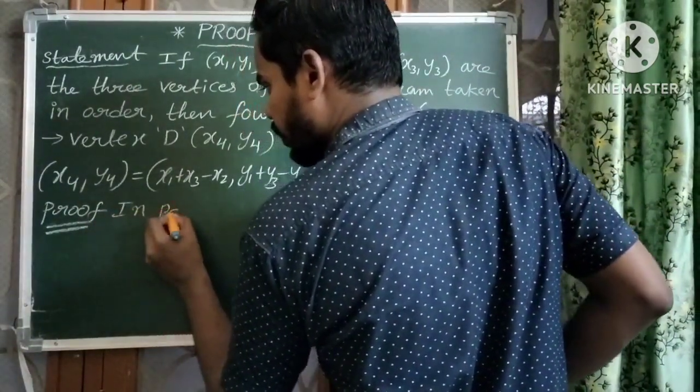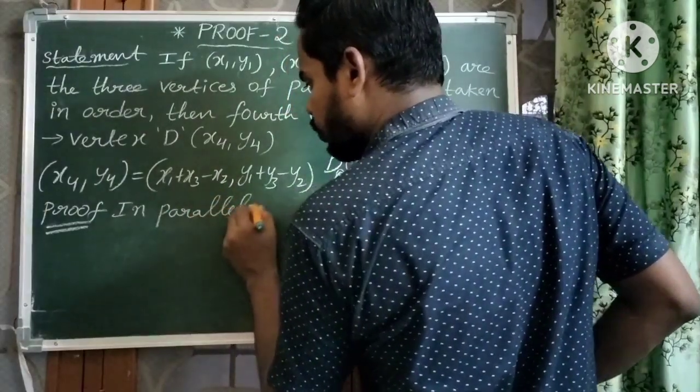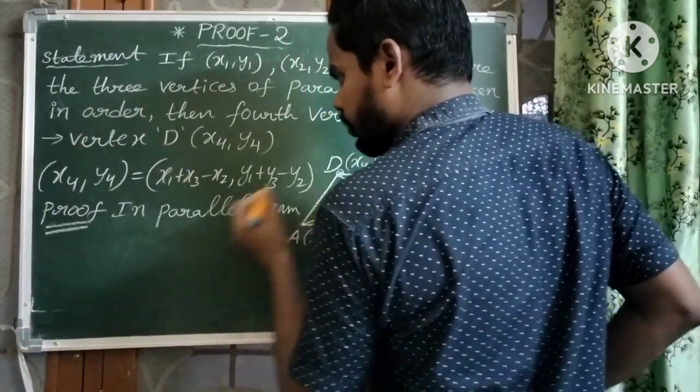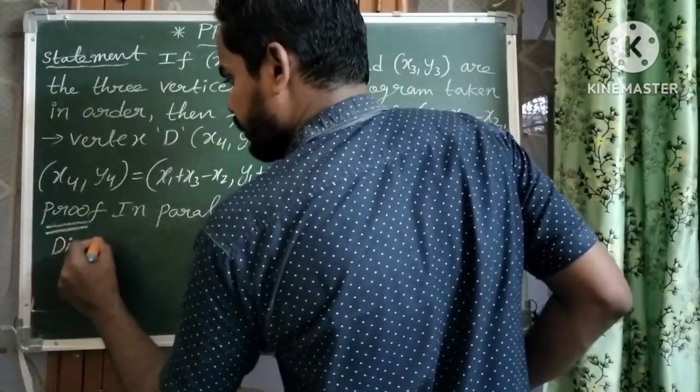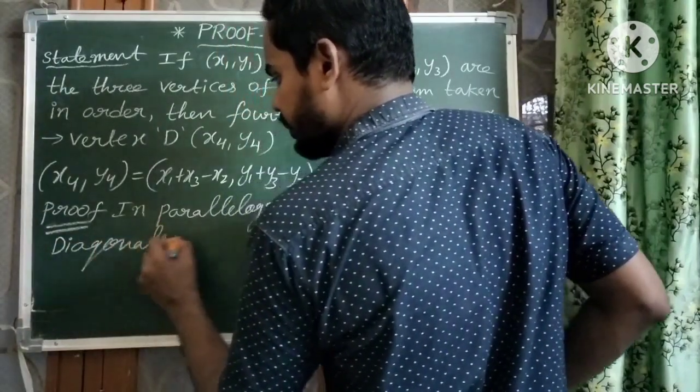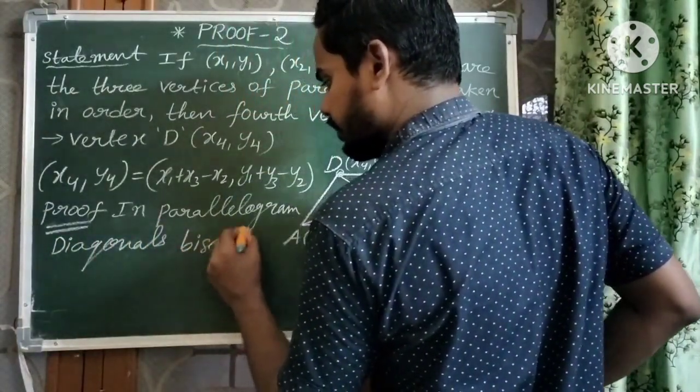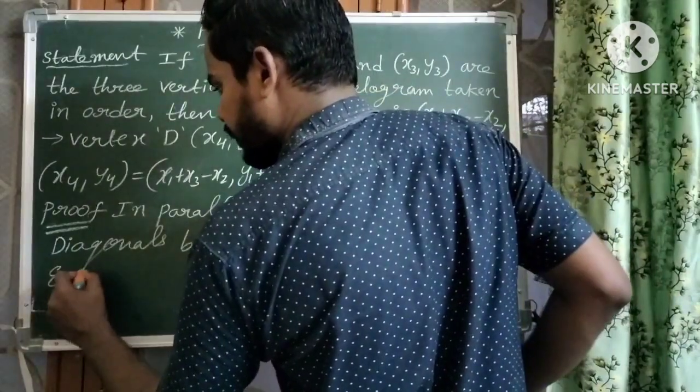In a parallelogram, diagonals bisect each other.